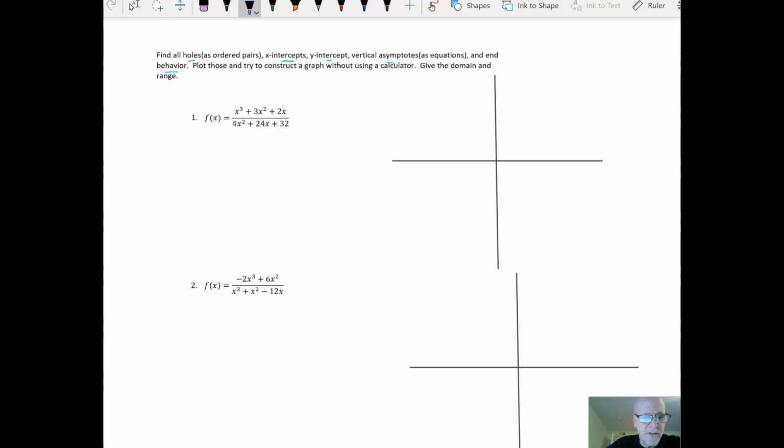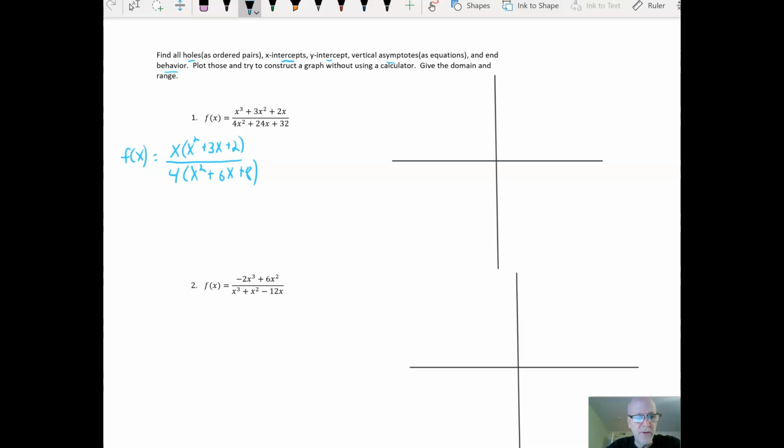Okay, so let's look first at factoring the polynomial in the numerator and the polynomial in the denominator. So let's see what we get. So we have f of x is equal to, and I can factor an x out of the numerator, and I get x squared plus 3x plus 2. And in the denominator, it looks like I can factor out a 4. So I have 4 times x squared plus 6x plus 8.